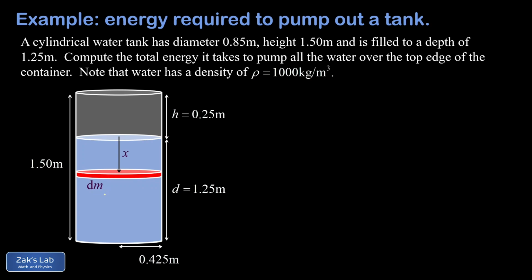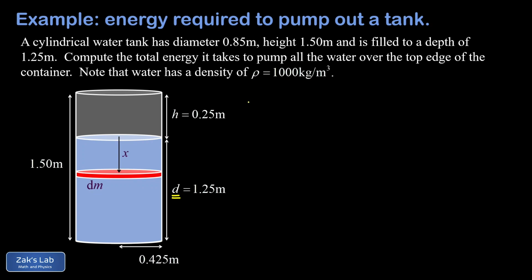So this is a representative disk that we've labeled with a mass of dm. So it's an infinitesimal quantity. And we've identified the position of this thing with a new variable x, and that's the distance that disk is below the top surface. So as x goes from 0 to d, remember d is the depth of the tank, we're talking about disks all the way from the surface of the water to the bottom.